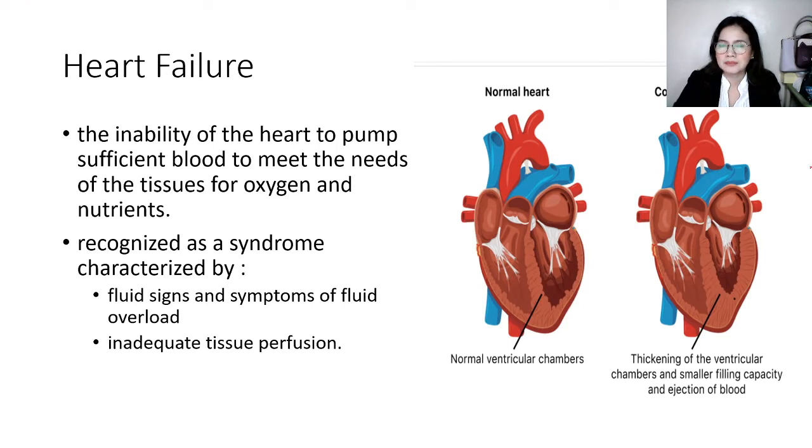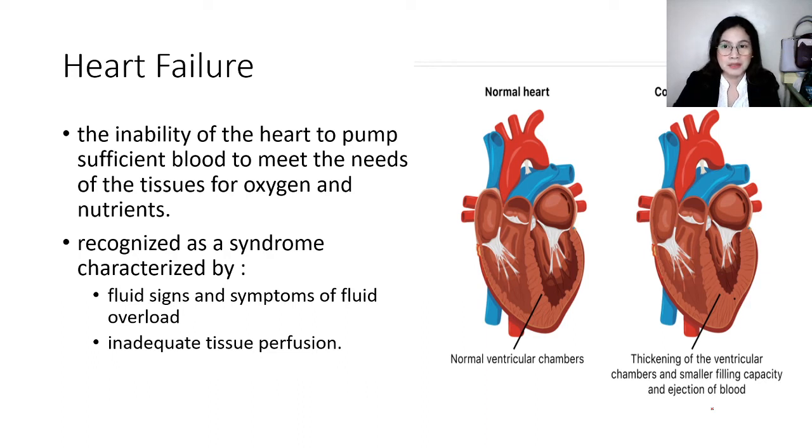So, let's start here. When we say heart failure, it refers to the inability of the heart to pump sufficient blood to meet the needs of the tissues for oxygen and nutrients. In the past, heart failure was referred to as congestive heart failure or CHF, because many people experience pulmonary or peripheral congestion.